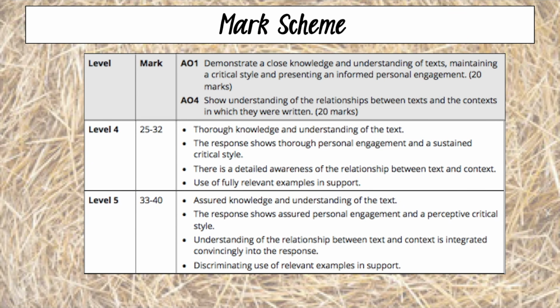I've cropped the mark scheme here so you can just see the very top. I've taken out all the lower marks. It's out of 40, so you get 20 marks for each assessment objective. If we look down the bottom at level 5, for our top answers, 33 to 40, assured knowledge and understanding of the text. That means you're able to draw from examples in detail, and your answer shows that you know the text very, very well. So there's no quick fix there, guys. To have assured knowledge, you need to know the text well.